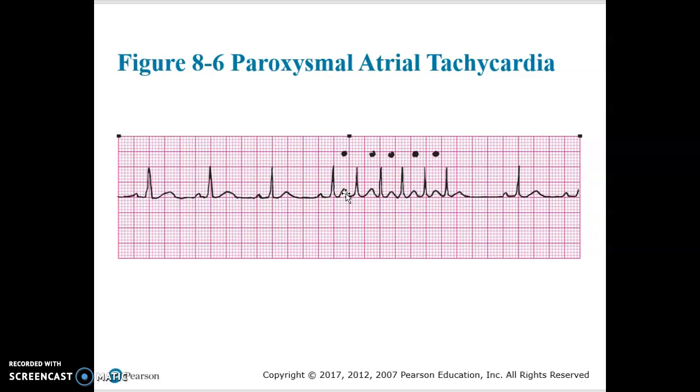So this is an example of paroxysmal atrial tachycardia because we can see the PAT right here, because the P wave is hiding in these T waves.